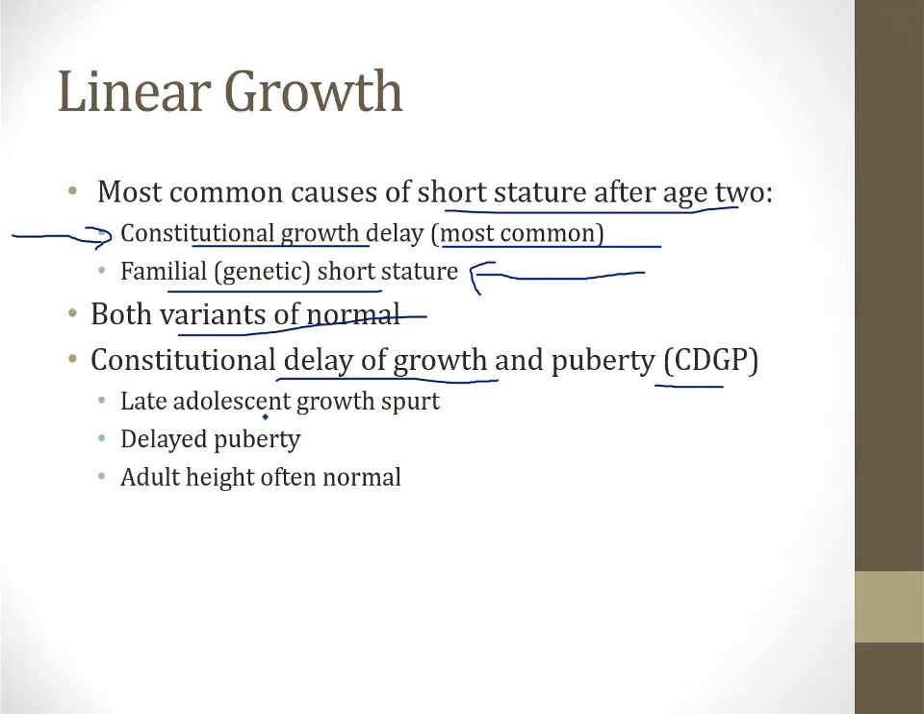Children who have this have a late adolescent growth spurt, so they tend to be relatively short up until that point in time, and then they gain some height, and they often end up with a normal height ultimately, and they also tend to have delayed puberty. So as we'll see later, this is also a potential cause of a child who has delayed onset of puberty.